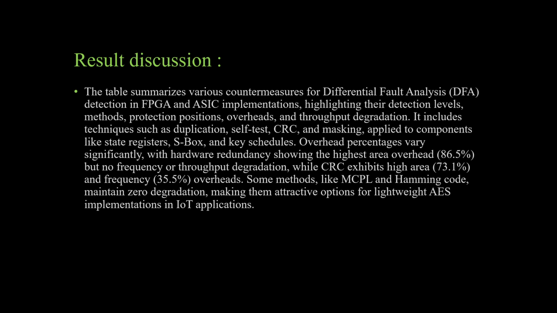Result discussion. The table summarizes various countermeasures for differential fault analysis detection in FPGA and ASIC implementations, highlighting their detection levels, methods, protection positions, overheads, and throughput degradation. It includes techniques such as duplication, self-test, CRC, and masking applied to components like registers, SBox, and key schedules.